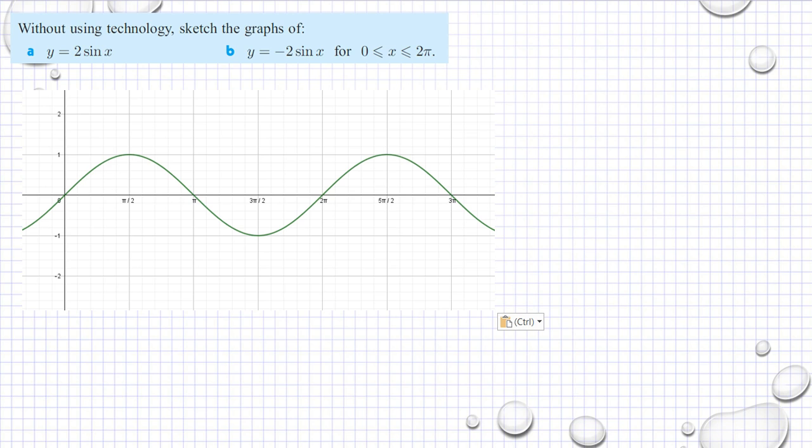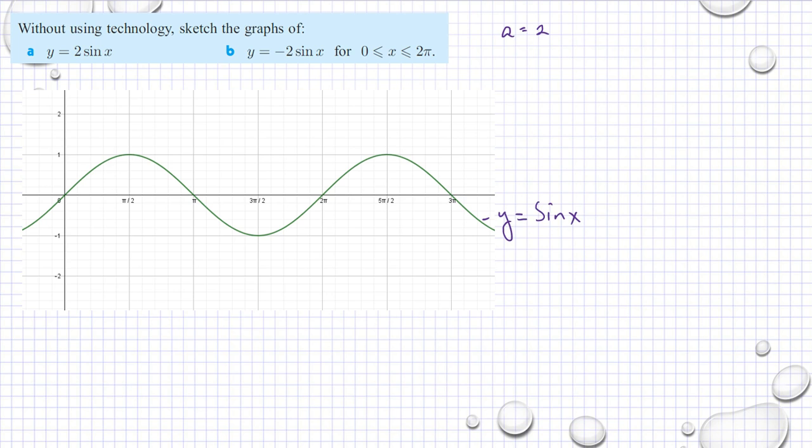Some examples on the topic, graph of the sine function. Without using technology, sketch graphs of y is equal to 2 sine x. As you can see here, a is equal to 2, so our amplitude should be 2. The same period. This is your y is equal to sine x.